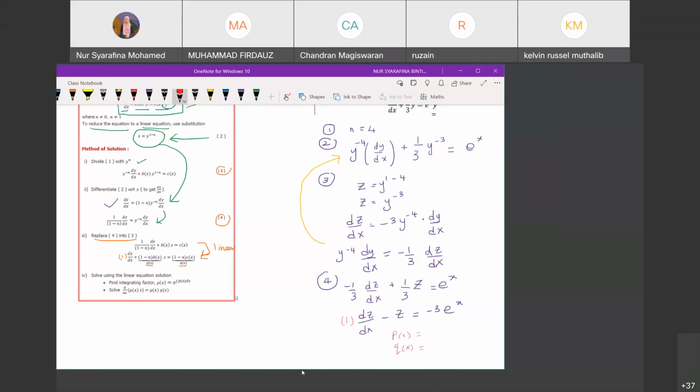Okay, so p(x) is minus 1. All right, q(x). How about q(x)? Negative 3 e to the power x. So this is your p(x), this is your q(x). Now you know that this is linear. So what is your next step?